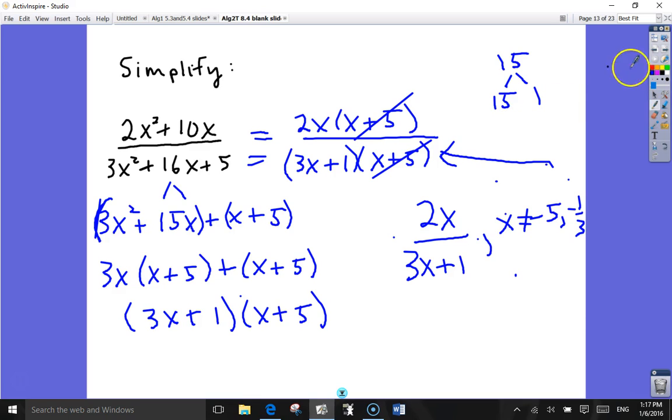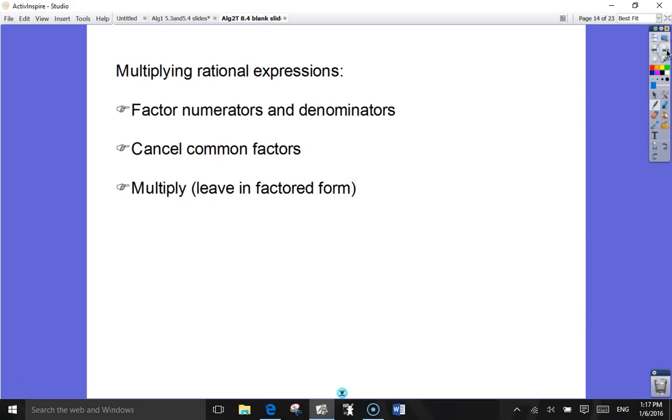Okay, I think we're up to multiplying now. So if we multiply rational expressions, then these are the steps. Do you notice my little pointer there? Pretty nice, huh? Factor the numerators and denominators.